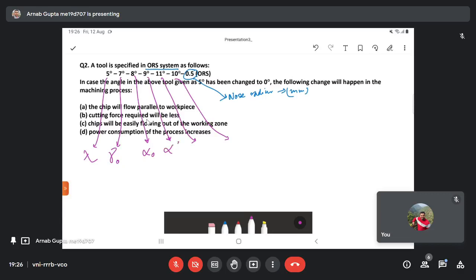This is the principal cutting edge. You have two cutting edges for a given tool, right? This is the principal cutting edge. This is the auxiliary cutting edge. So, say at this particular point, we are trying to visualize the tool.